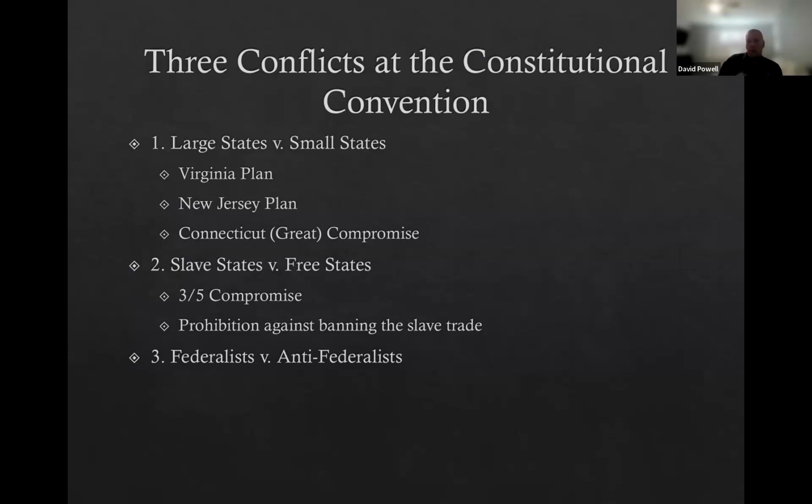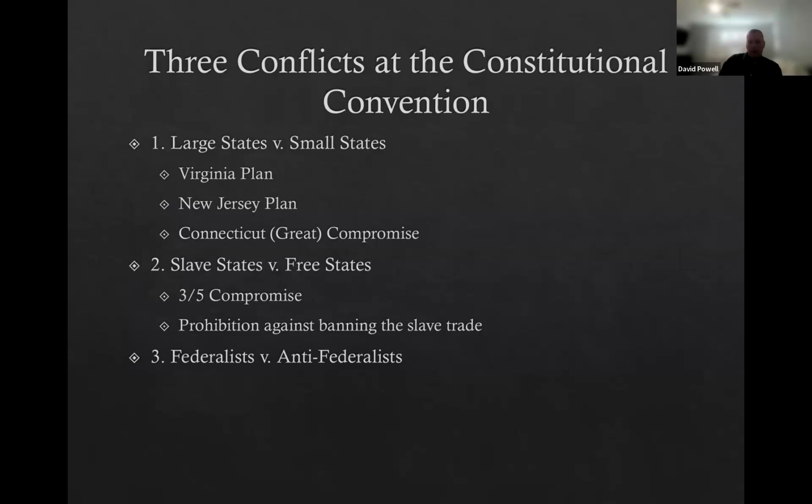And those larger states wanted the Congress, this legislature, to be based upon proportional representation. Because obviously, if it's based on proportional representation, they would be more represented in Congress than smaller, less populated states would be. Small, less populated states wanted to have equal representation in Congress.